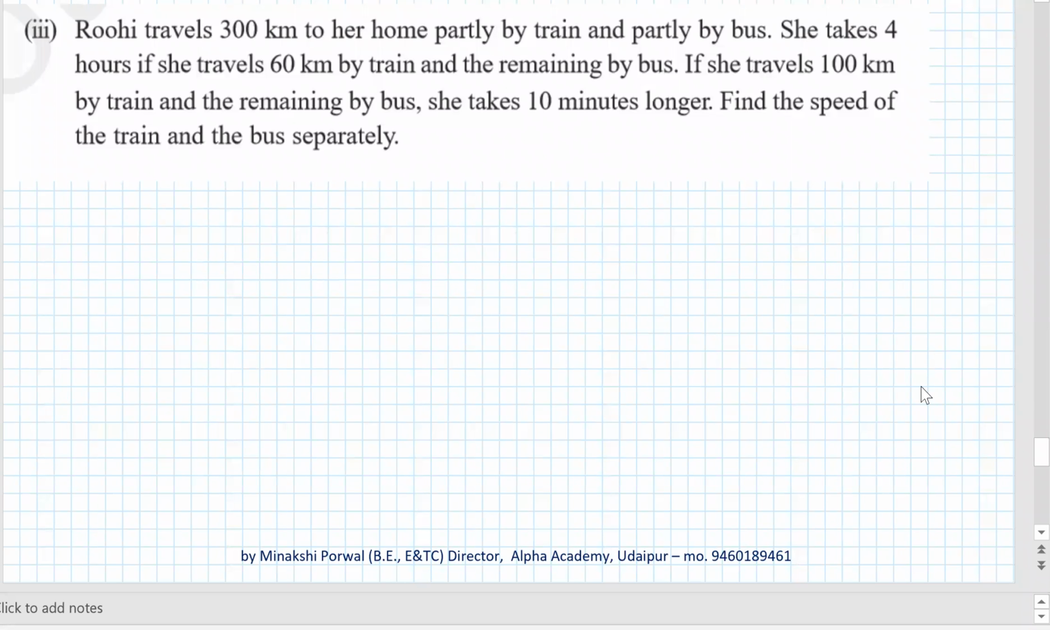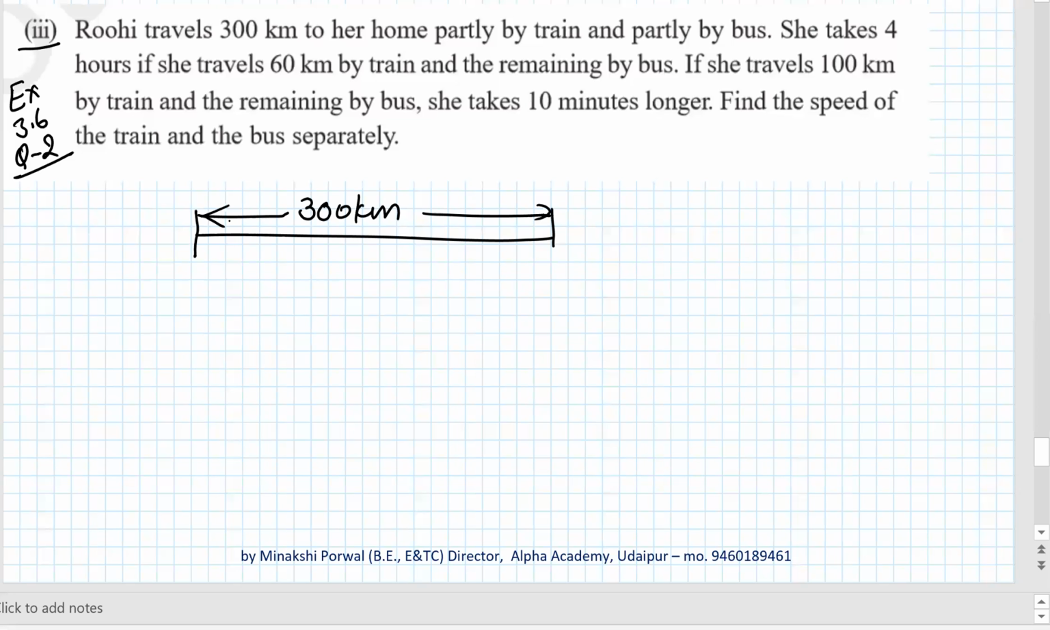Exercise 3.6, question number 2, third part. Ruhi travels 300 km to her home, partially by train and partially by bus. She takes 4 hours if she travels 60 kilometers by train and remaining by bus. So here total distance is 300 kilometers.